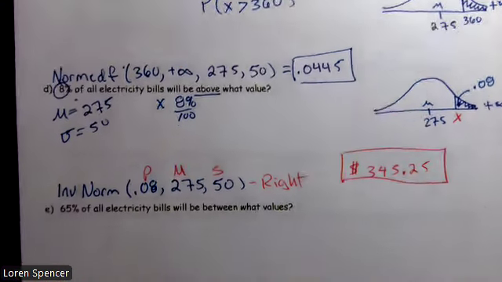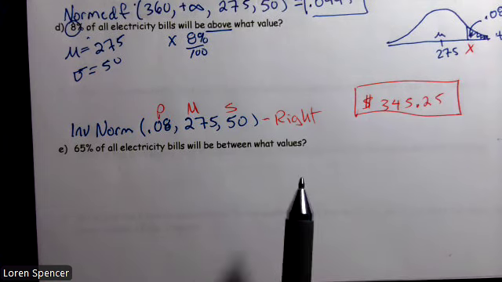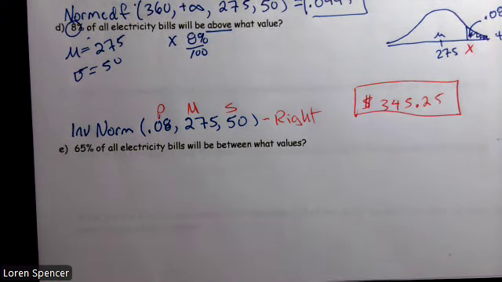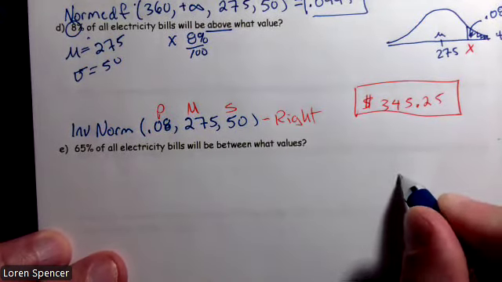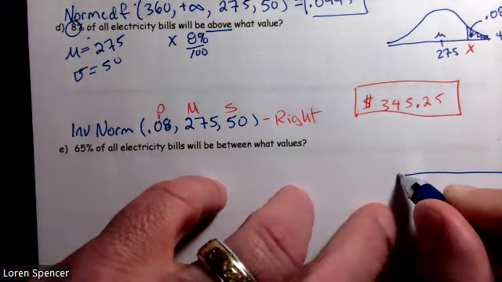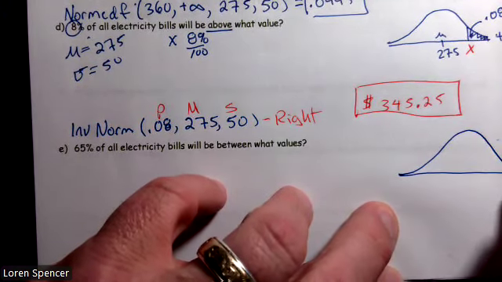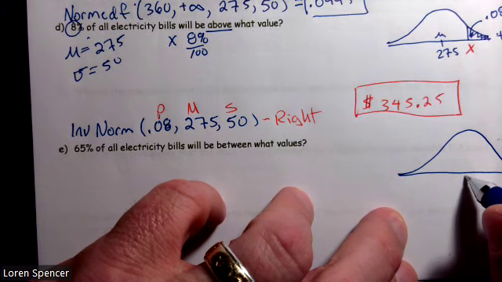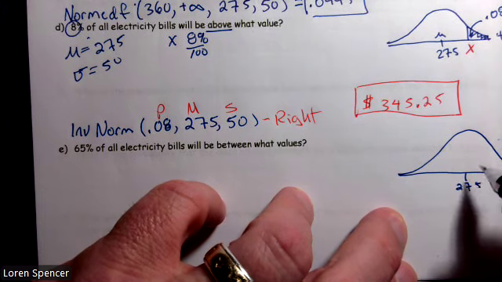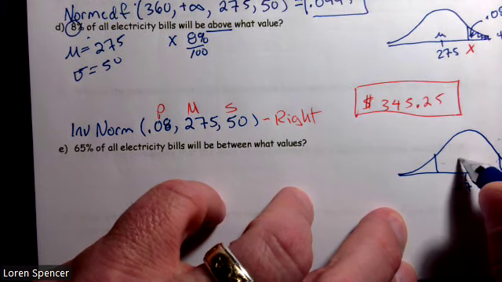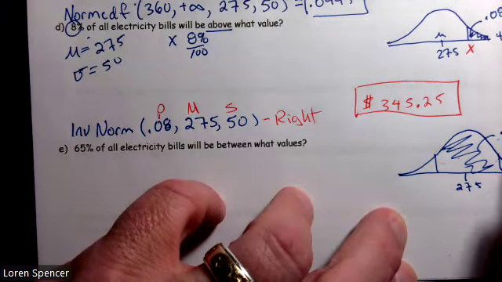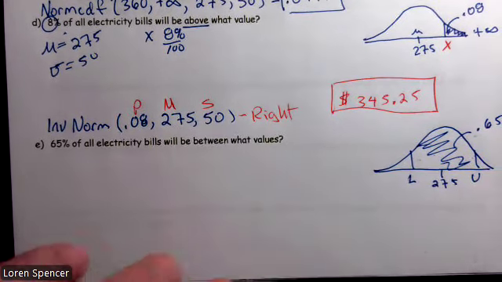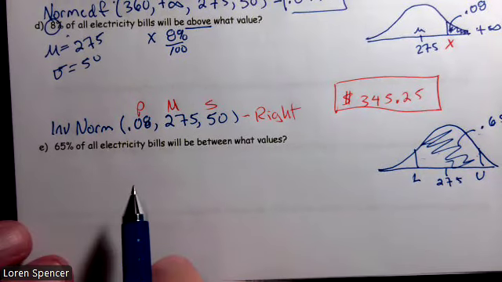The next one, 65% of all values are between what values? And this is going to be centered on the mean. It doesn't say that. We probably should address that, but we're meaning for it to be centered on the mean. So if I'm drawing a picture, this is going to be 275, and we want 65% to be in this shaded area, this 0.65. And this will be my lower value, and this will be my upper value.